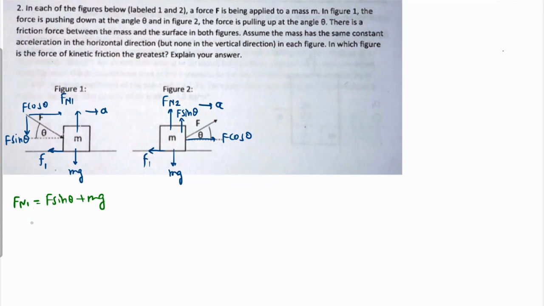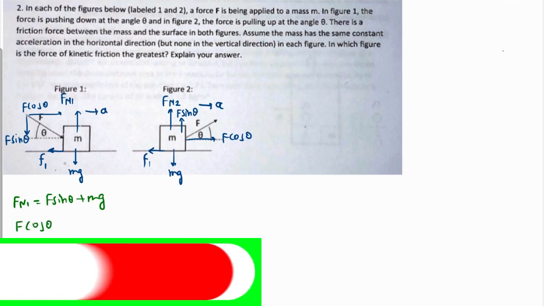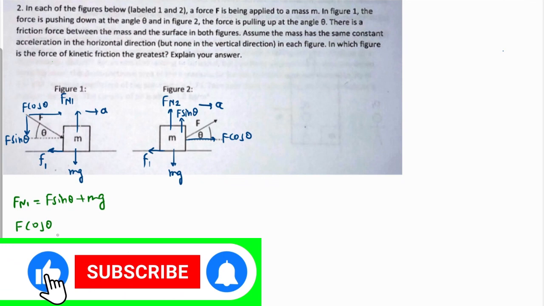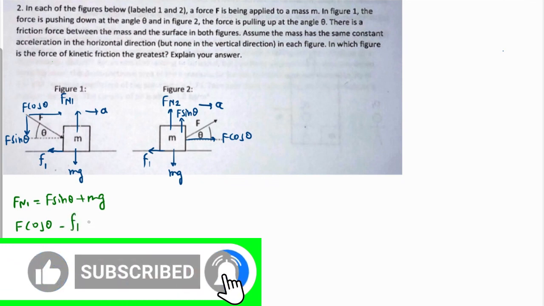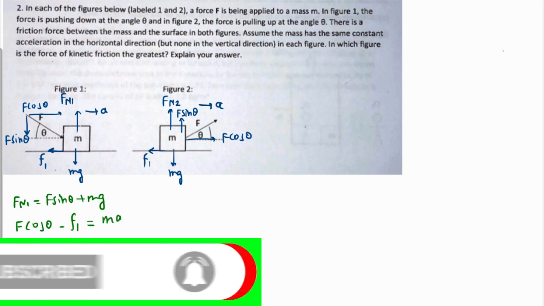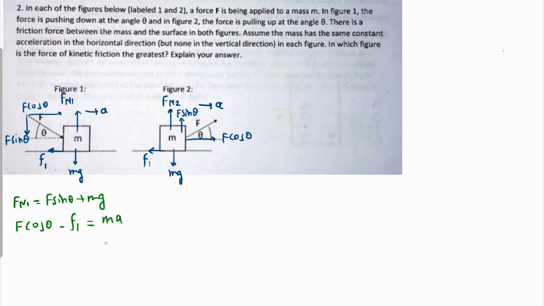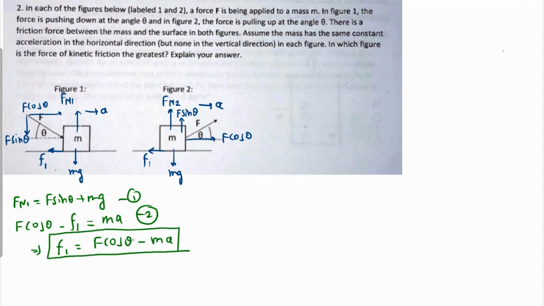All right. And the other equation which we get is the horizontal one. So F cos theta, which is the horizontal force towards the right, minus the friction force F1, that is equal to ma, right? And the acceleration is same in both the cases. So if we rearrange, then, this is equation number 1, this is equation number 2, F1 is going to be F cosine of theta minus ma. Okay, that's what we got from equation 1.